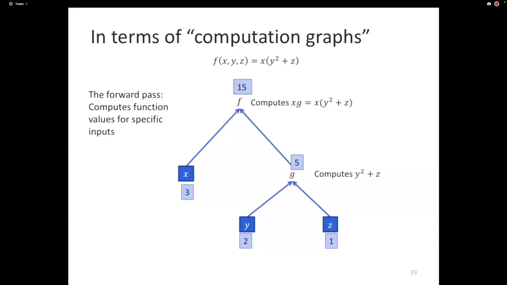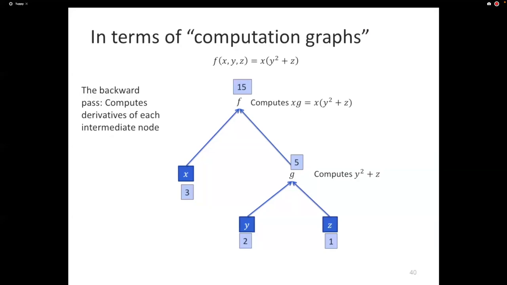All of this is building up to something called the backward pass. The backward pass computes the derivatives along every edge of this graph, starting from the top. So let's work this through from the beginning. And this is an example that we've already seen before. So I want you to compare to what we did before.